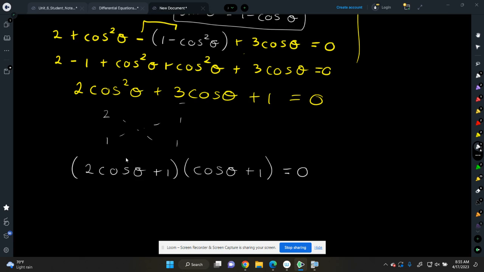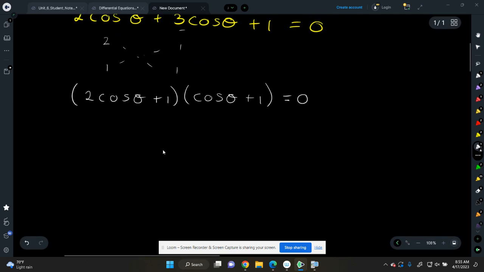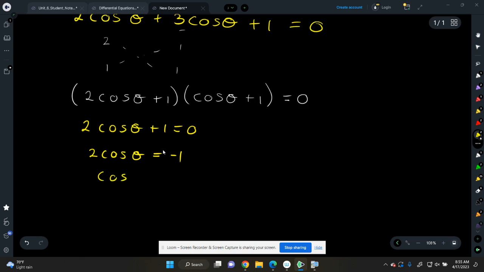Again, you can factor if you have different ways. There's lots of different ways to factor. This is the method that I use. Okay, so now we have 2 cosine theta plus 1 equals 0. So 2 cosine theta equals negative 1. That means cosine theta equals negative 1/2. So theta equals the inverse cosine of negative 1/2.